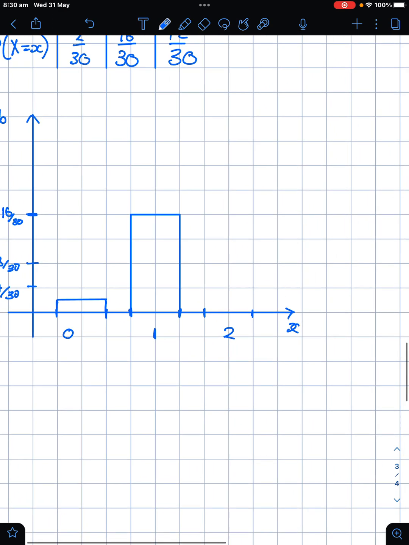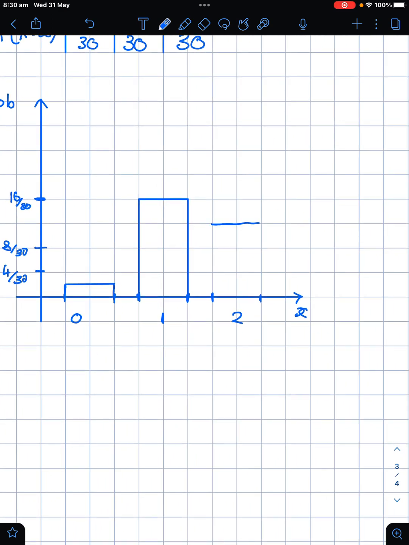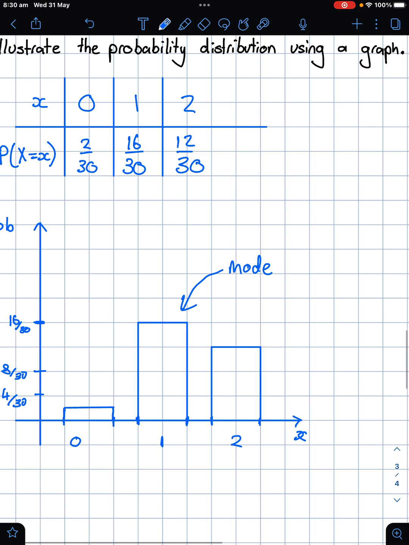Graphed that. And then our next one is our 12 over 30, which is this one here. All right. And we've now done our graph. Looking at this, if we were looking at it straight off the tallest one here, we've got our mode. And I'm going to tell you right now, because 16 over 30 is more than 50%. We've got 2 over 30 is not 50%. So once you add these two together, this will actually be the median as well.